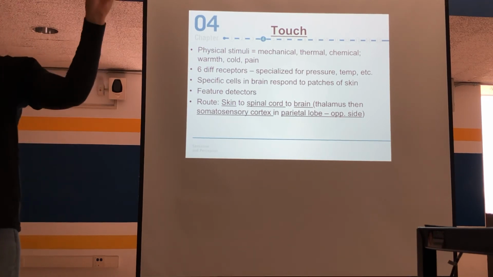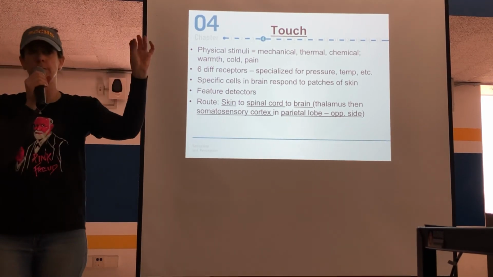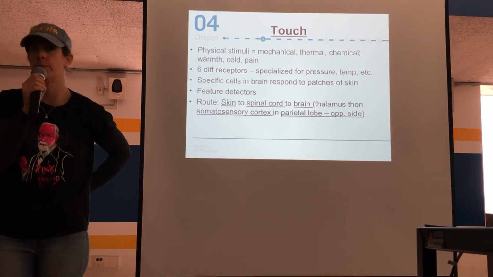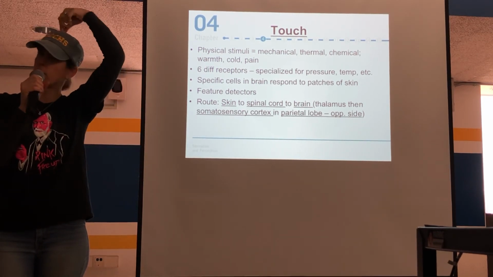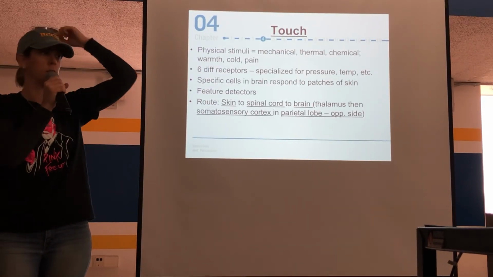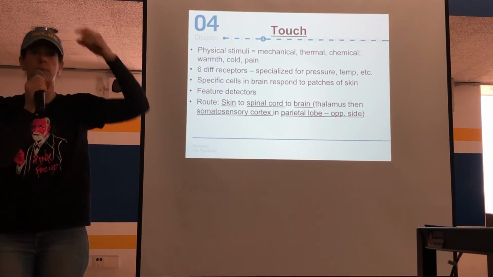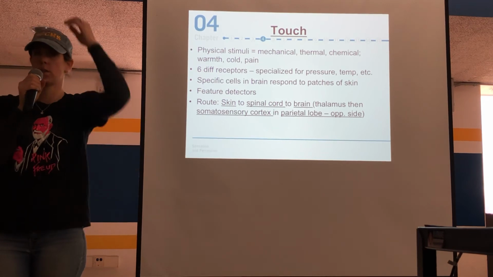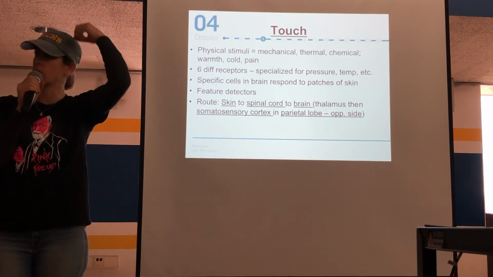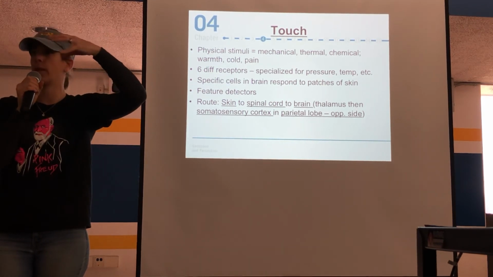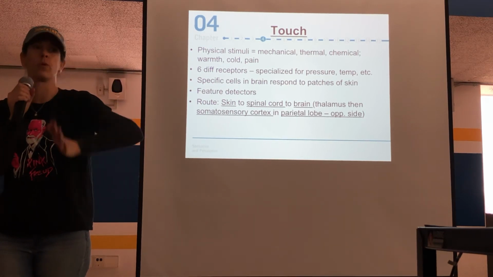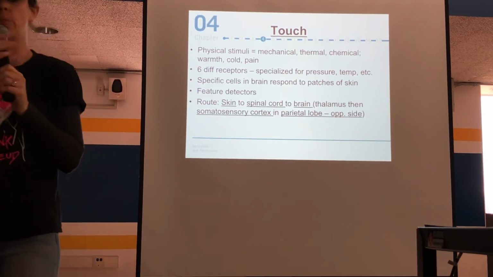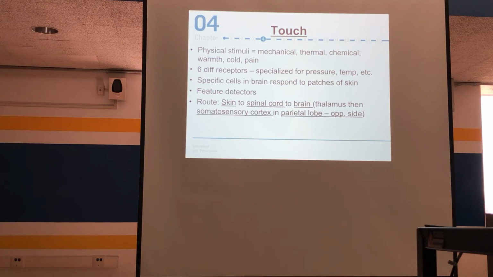The route. Show me the route. Skin, spinal cord, thalamus, somatosensory cortex, which is in the parietal lobe. One more time. Skin, spinal cord, thalamus, somatosensory cortex. So this is the only one that goes to the spinal cord before it goes to the brain. We're almost done, guys.